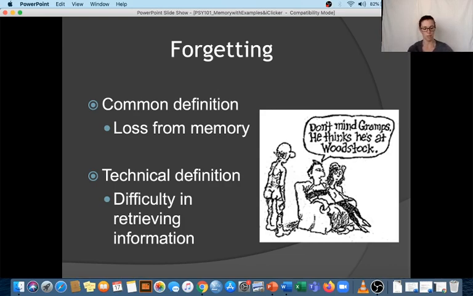And so that's when you see things like the tip of the tongue phenomenon, like, oh, that word that I need is right there, I just can't get to it. It's still in there. You're just having difficulty retrieving it from your long-term memory.